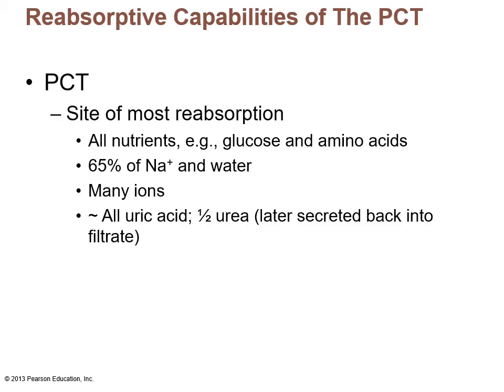All right, so filtration at the glomerulus: 180 liters of fluid derived from plasma every day, 125 milliliters per minute. Now we go to reabsorption. So where does reabsorption take place? Most reabsorption takes place in the PCT. So your nutrients, glucose, amino acids, 65% of your salt and water, many of your ions and electrolytes like bicarb, chloride ions and potassium ions, all those ions are regulated. All of your uric acid and 1/2 of urea, which is going to be secreted back into the filtrate later, passively gets reabsorbed sometimes.